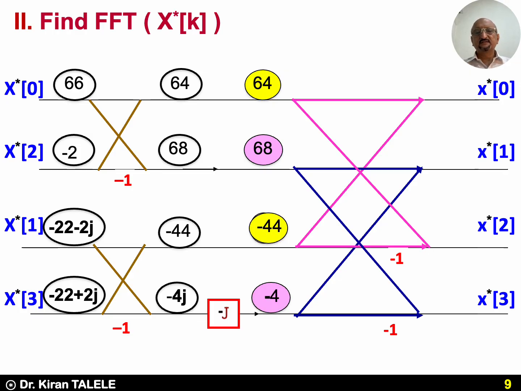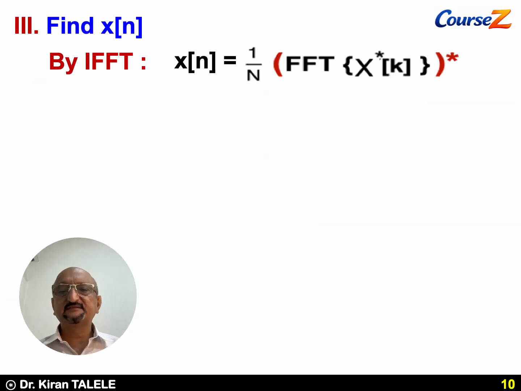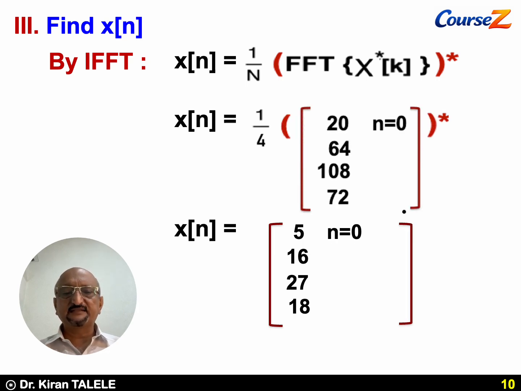For each block, see the input values and calculate the corresponding output values. 64 plus minus 44, answer is 20. The difference of these two numbers is 108. Now the complex conjugate of this divided by N. Because all these values are real, the complex conjugate is meaningless, but the answer is 5, 16, 27, 18. This is x of n.